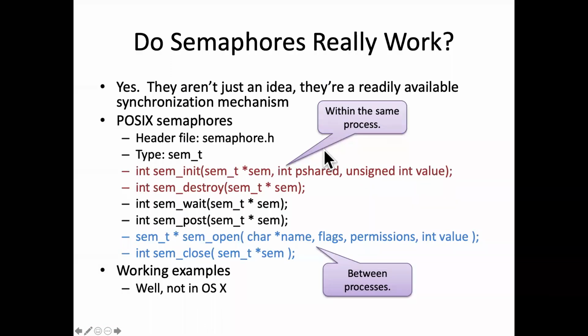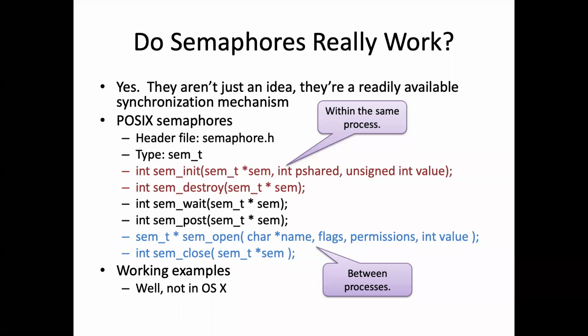So this is our POSIX API for working with really two types of semaphores. I made the point that these top calls, these top four, are for working with anonymous semaphores, the ones you would use within a multi-threaded process. And these bottom four are for working with named semaphores, the ones you would use between processes.